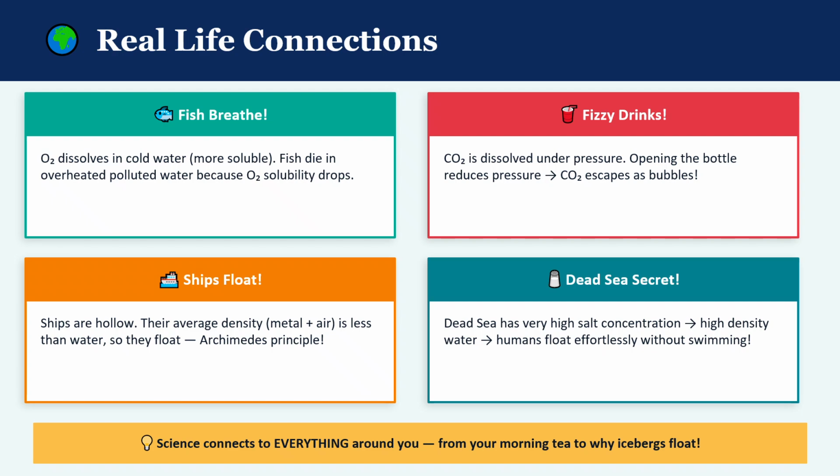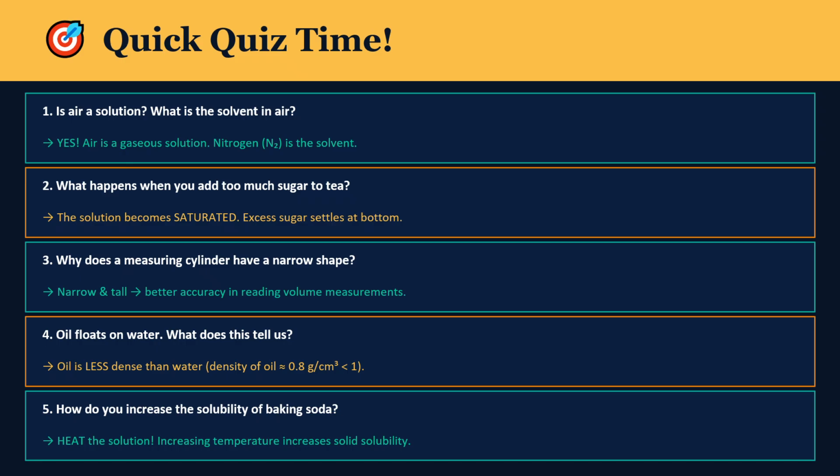Now let us quickly revise with some thinking questions. Is air a solution? Yes, air is a solution, and nitrogen acts as the solvent. What happens when too much sugar is added to tea? The solution becomes saturated and extra sugar settles at the bottom.